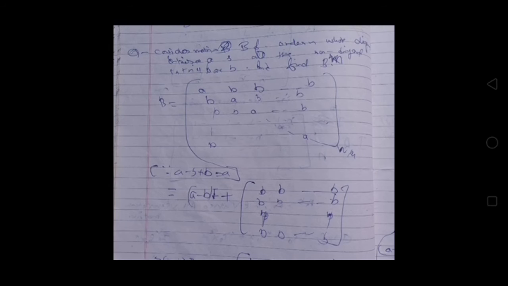See this question. Consider matrix B of order n, whose all diagonal entries are a and all the non-diagonal entries are b, and find B raised to power m. Now you can see B is a matrix of order n cross n whose entries are like this. Now we know that a minus b plus b is equal to a. So we can write this as (a minus b) into identity matrix plus nb into a matrix whose all entries are 1 by n. We have taken n outside from the matrix.